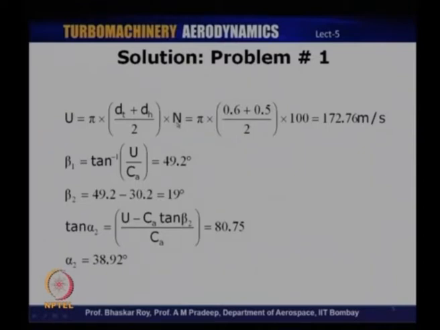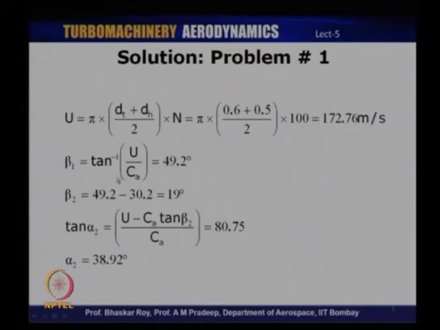Now, in some problems, you may be given the speed in revolutions per minute, in which case you will have to convert it to revolutions per second by dividing it by 60. So, the mean diameter is 0.6 plus 0.5 by 2, which is 0.55, multiplied by pi and the speed 100 will give us the blade speed as 172.76 meters per second.